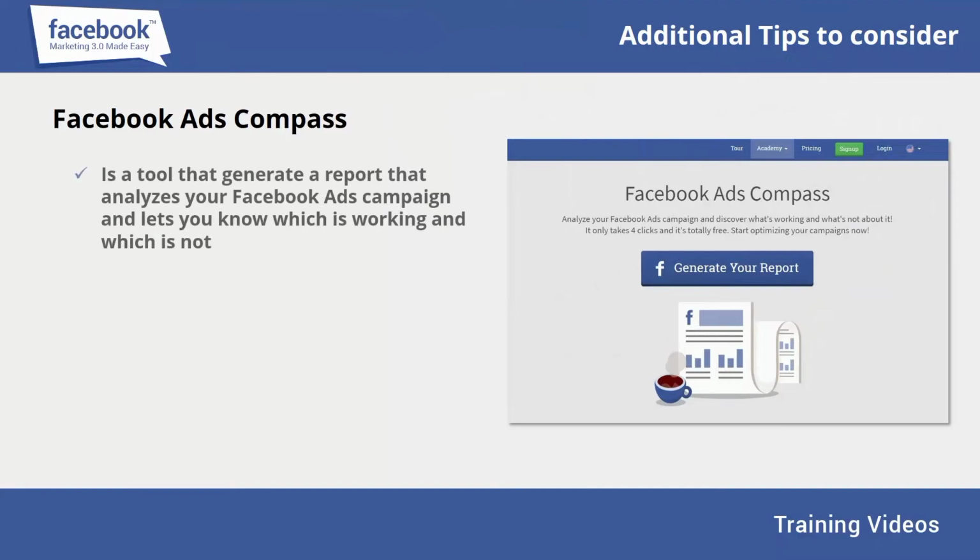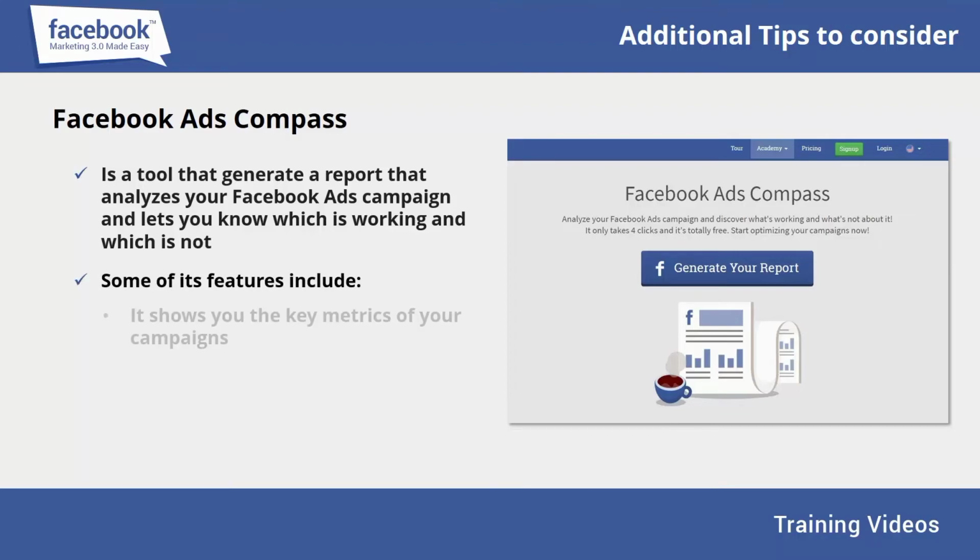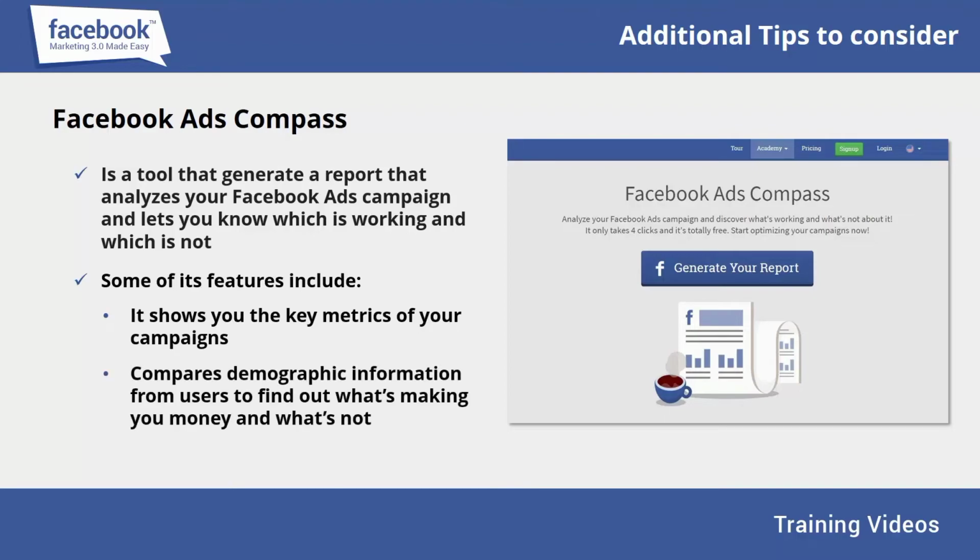Facebook Ads Compass is a tool that generates a report that analyzes your Facebook ads campaign and lets you know which is working and which is not. Some of its features include it shows you the key metrics of your campaigns, and it compares demographic information from users to find out what's making you money and what's not.